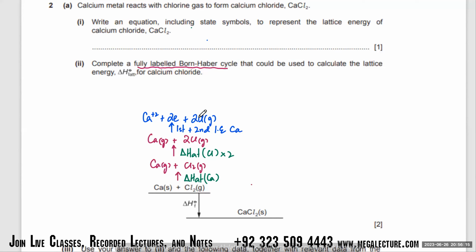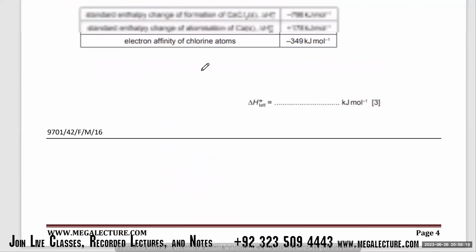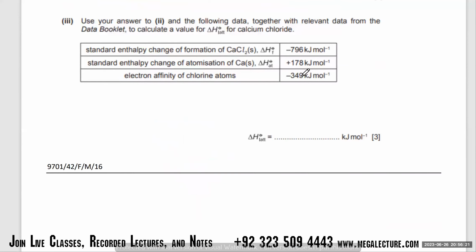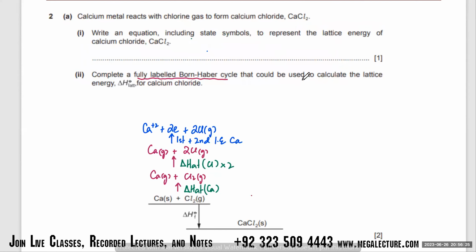After that, Cl has to gain electrons. That's exothermic, right? The first electron affinity is always exothermic. So the arrow has to come down now. From this point, I need to make Cl gain electrons. So the arrow has to move downwards. It's got to lose energy.